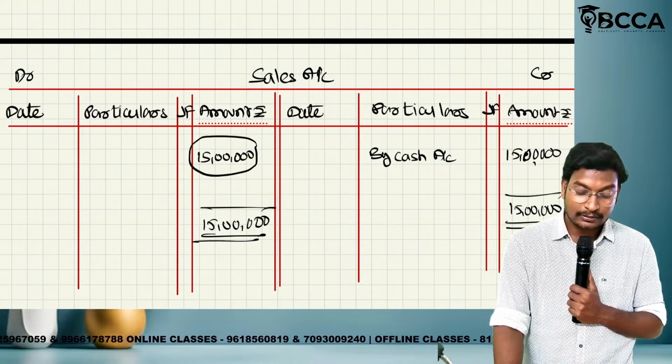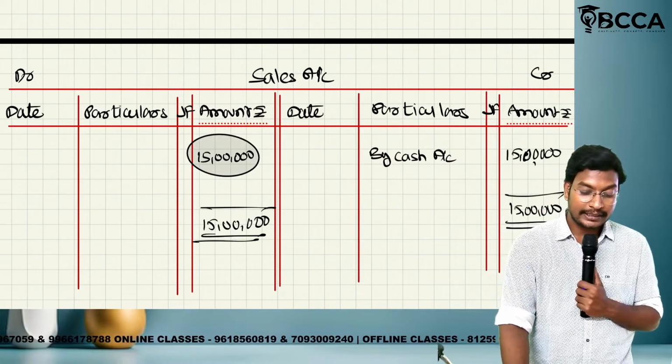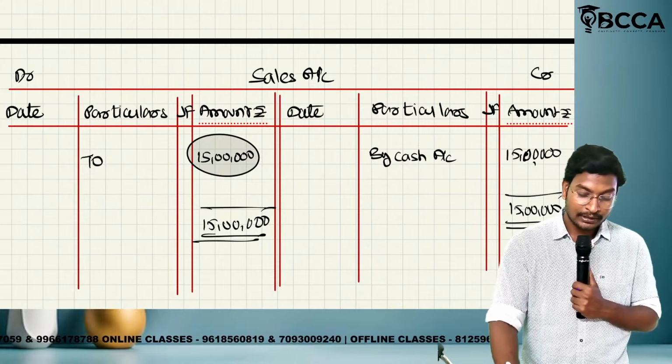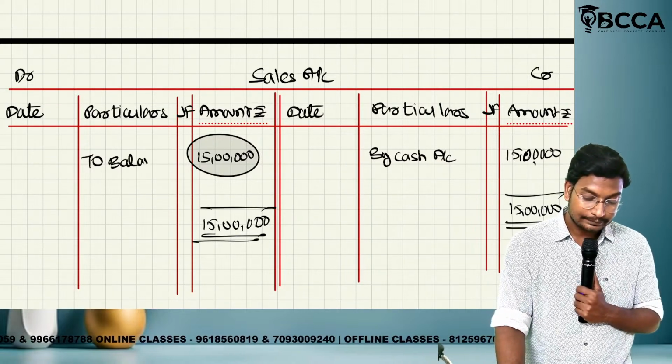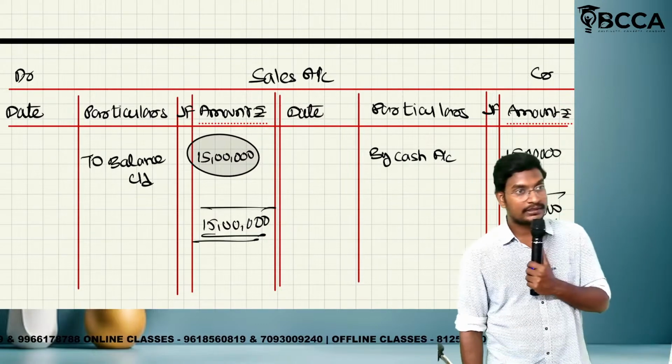This is called a closing balance or opening balance. Closing balance. While writing anything on the debit side, we need to use the prefix called what? To. So, to balance carried on or brought down? Carried on means closing balance.